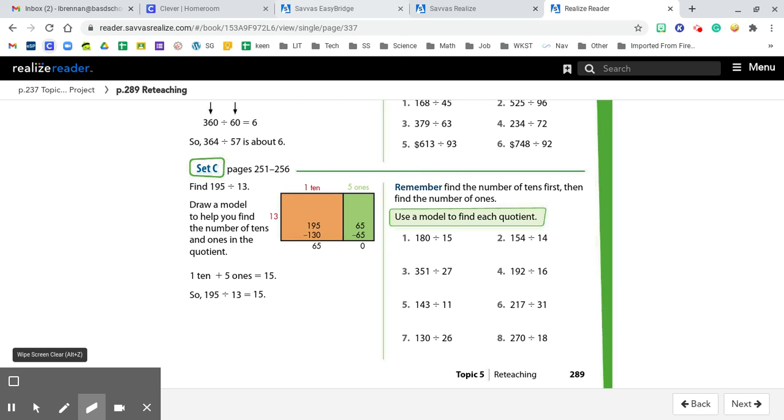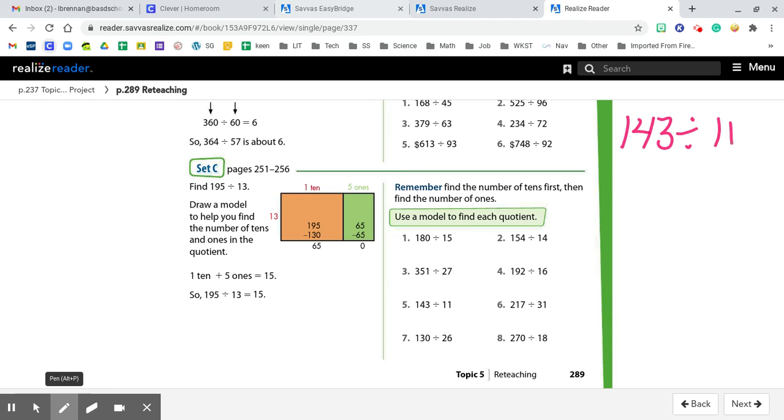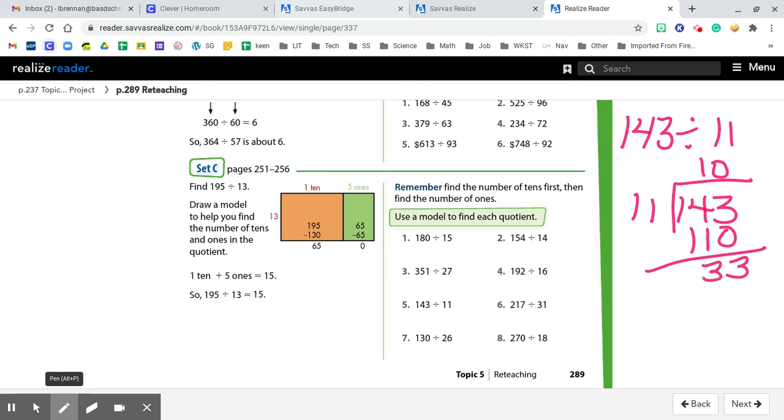Number 5, 143 divided by 11. 11 goes into 143 10 times. And 11 goes into 33 3 times. So we've got 13 on that one.